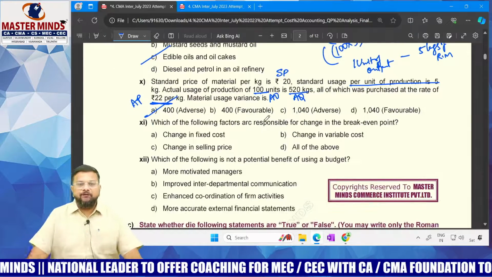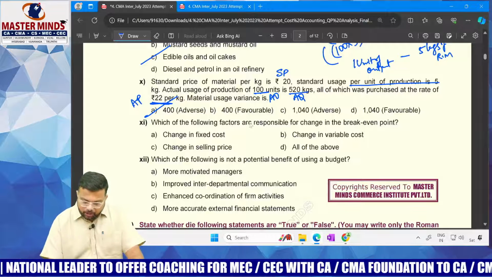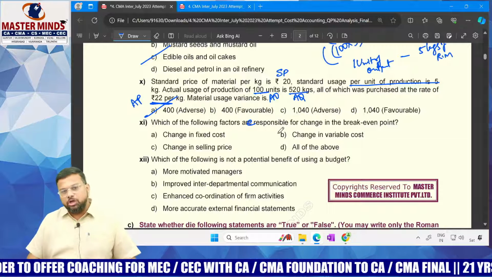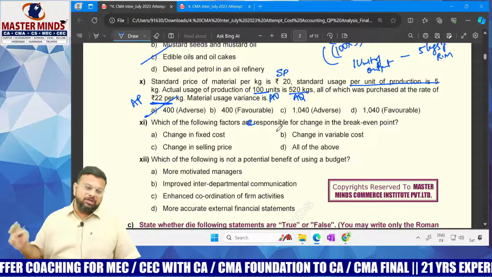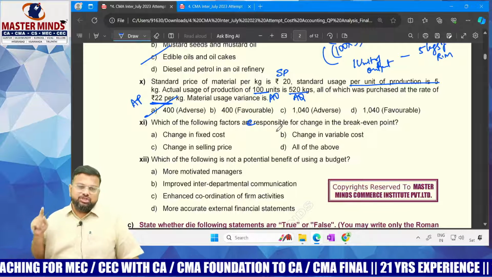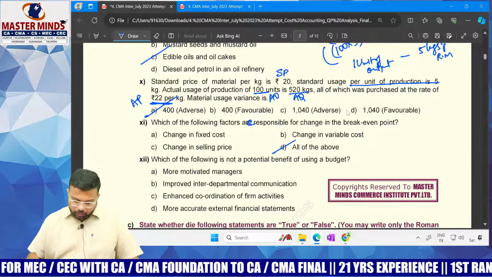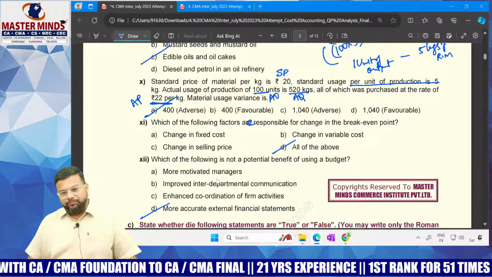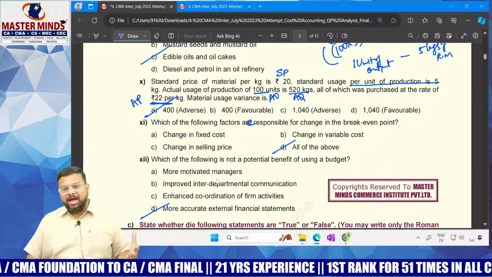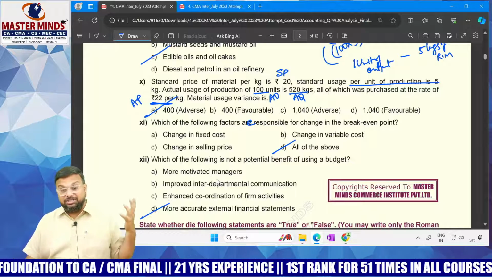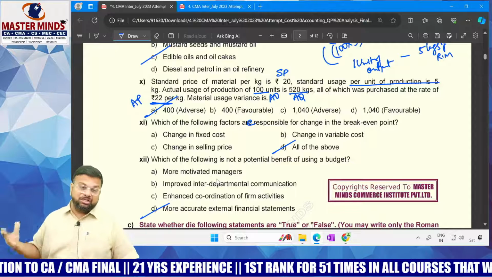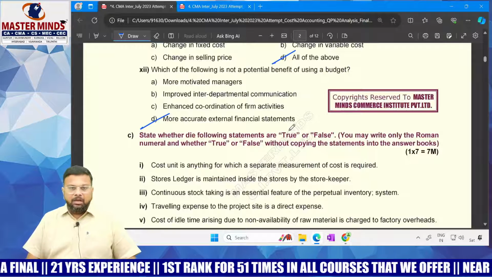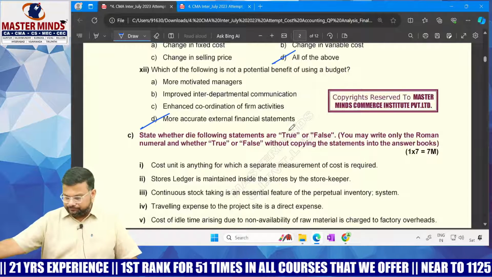Which of the following factors are responsible for the change in break-even point? Break-even point formula is fixed cost by contribution per unit or fixed cost by PV ratio. Break-even point will change whenever there is a change in cost structure or price structure. So the answer is all of the above. Which of the following is not a potent benefit of using a budget? Answer will be D. With the use of budget, we can't accurately present external financial statements, because budgeting itself is planning, right? So it is far away from accuracy.